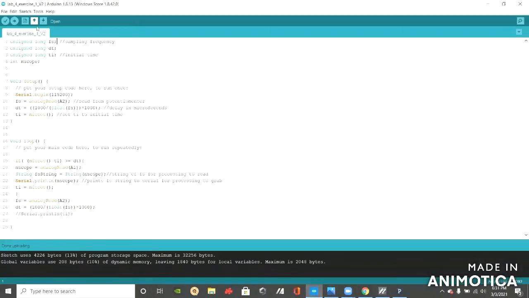So going over my Arduino code, I used micros as my delay. To do that, I set FS, my sampling frequency, to A2. That's just read from the potentiometer. Calculate the delay, and then I set this variable TI to micros. So that gives me the current time.